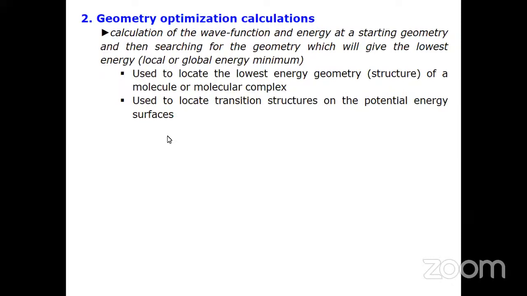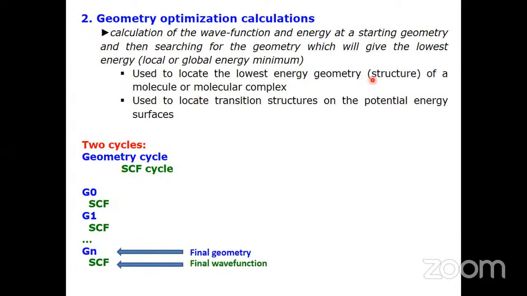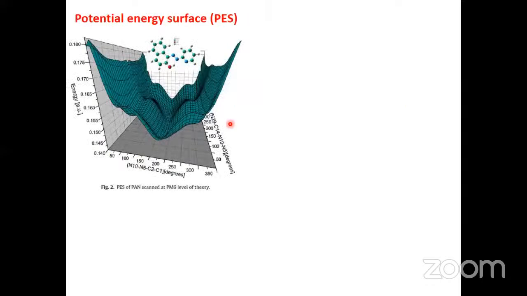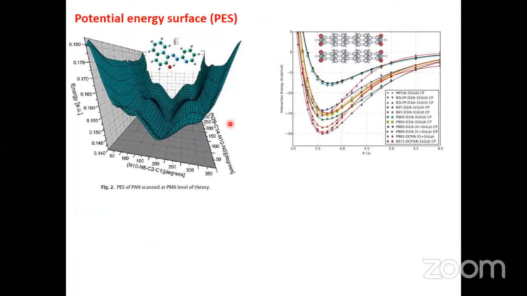Second is the geometry optimization calculation. It calculates the wave function and energies at a starting geometry, and then searches for the geometry which will give the lowest energy, that is, the local or global minimum energy. It is used to locate the lowest energy geometry or structure of a molecule or a molecular complex. It is also used to locate the transition structure on the potential energy surface. And I attempted to represent the two cycles of self-consistent field, and it is represented like this.